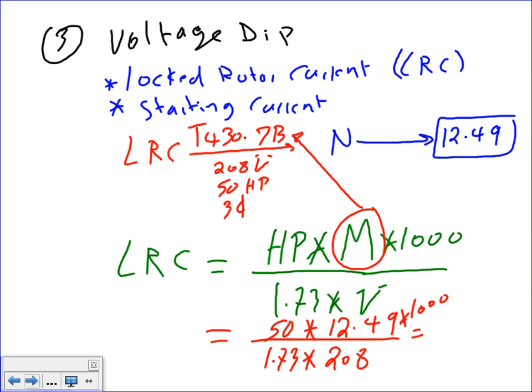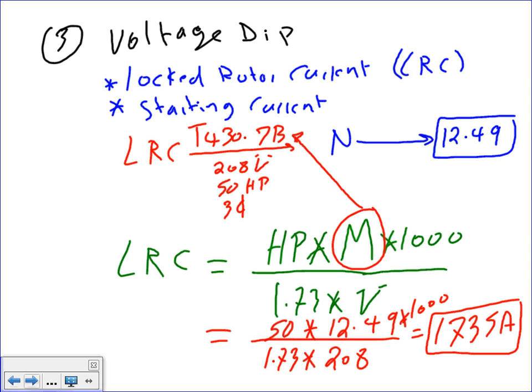I need a gentleman and a lady, or two gentlemen, to agree on an answer. 1735? 1735 amps. Anybody disagree or agree? Agree. Cool. 1735 amps. Okay, so that's step number one.